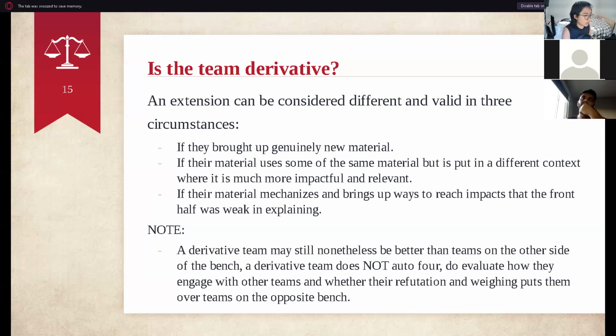An important thing to note here is that a derivative team may still nonetheless be better than teams on the other side of the bench. A derivative team does not auto-fail. So do evaluate how they engage with other teams as well, and whether the refutation and weighing puts them over teams on the opposite bench.